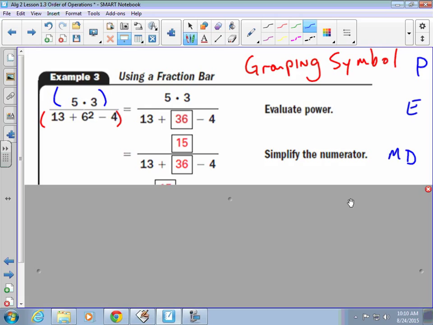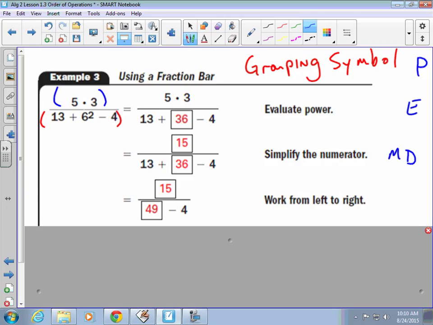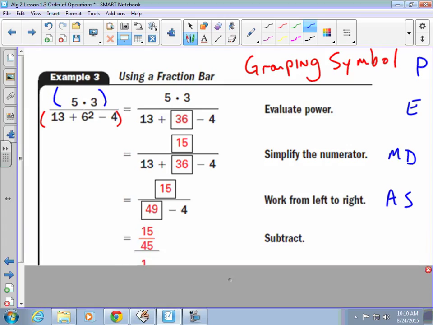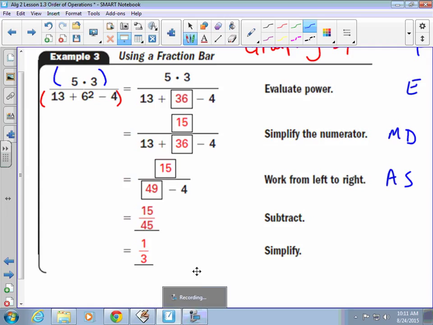Then the last step, we'll do 13 plus 36 and get 49. And then 49 minus 4, we'll do that addition and subtraction from left to right and get 45. Now, you have something that says 15 over 45. Never leave a fraction in an unreduced form. You don't even have to ask that question from now on. From now until you're finished with math classes, never leave something that you could reduce like this. The number 15 goes into itself once, and it goes into 45 3 times. So the simplified version is 1/3.